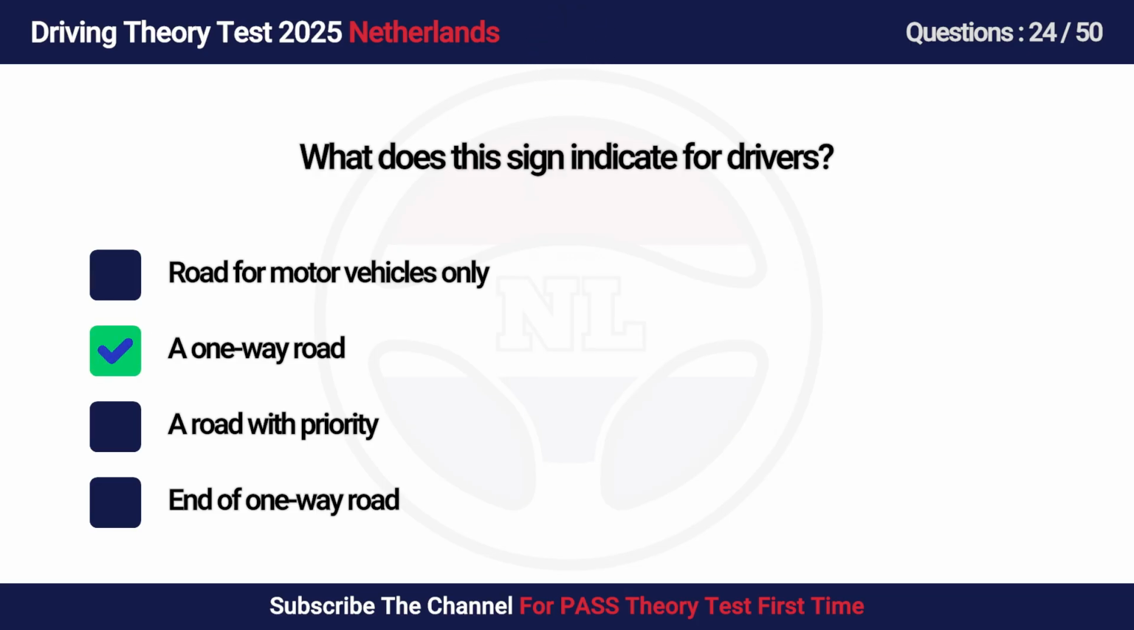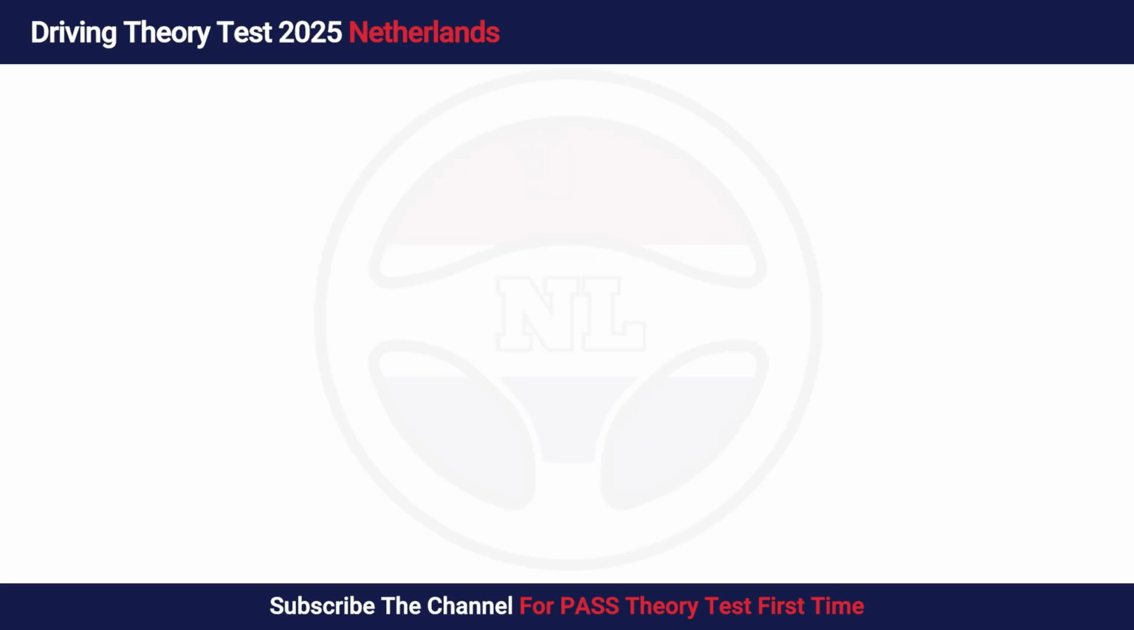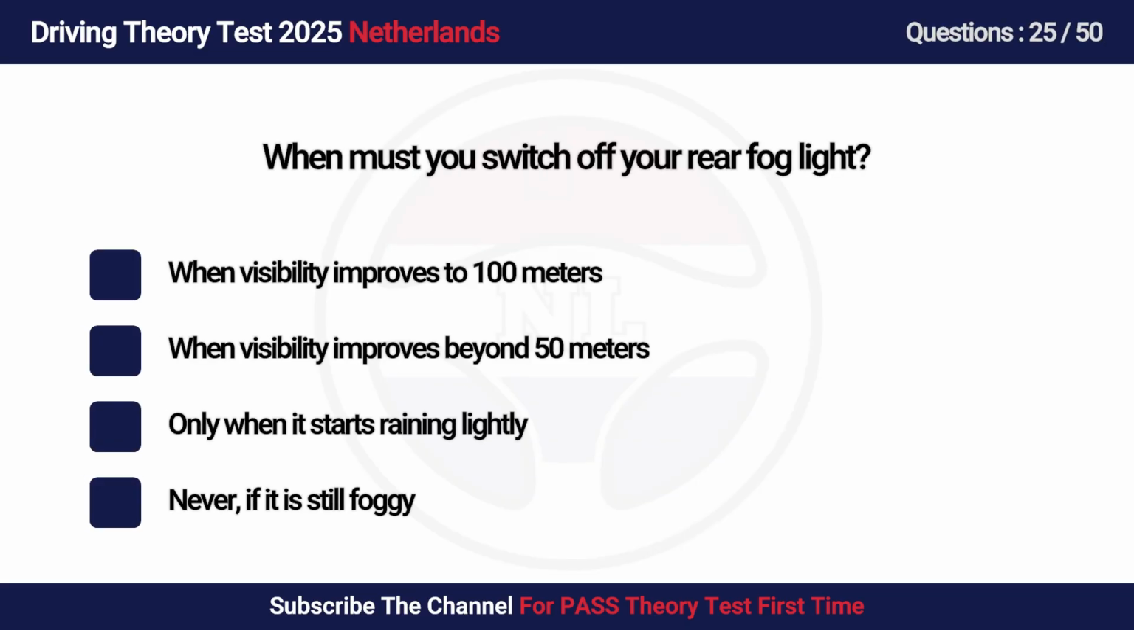Answer is B. A one-way road. This sign indicates a one-way road. All traffic must travel in the direction indicated by the arrow. You may not drive against the direction. Question 25. When must you switch off your rear fog light?